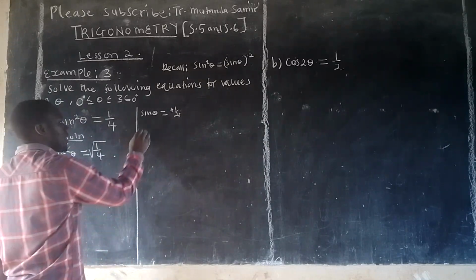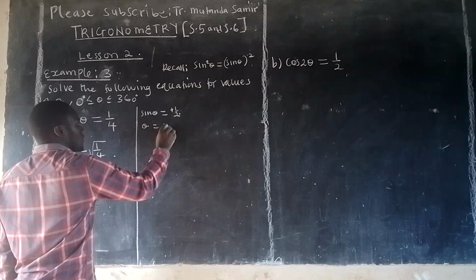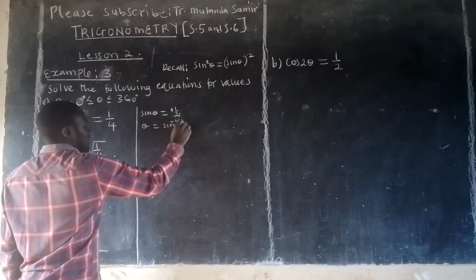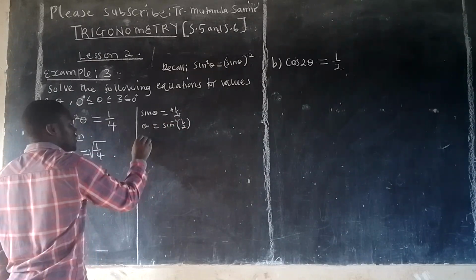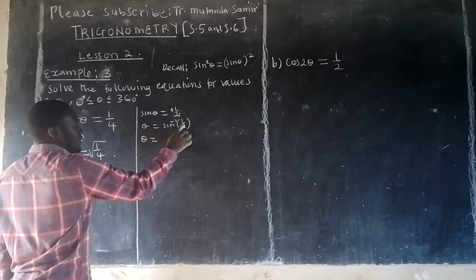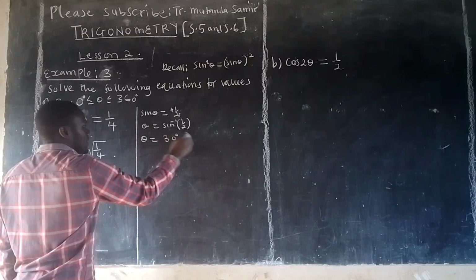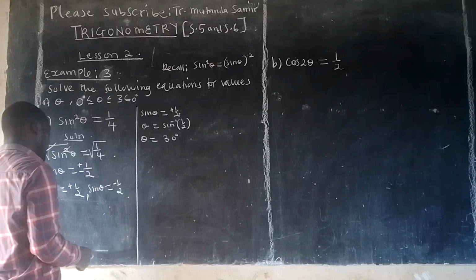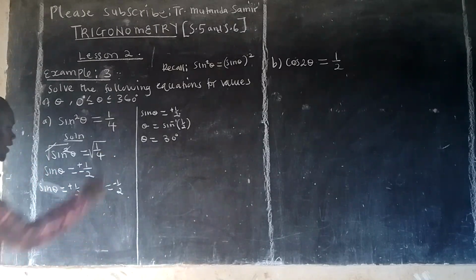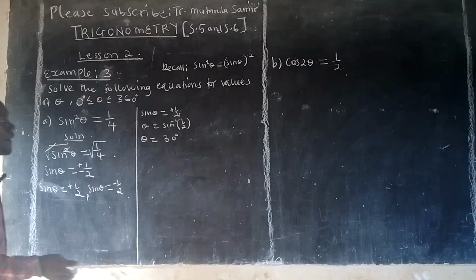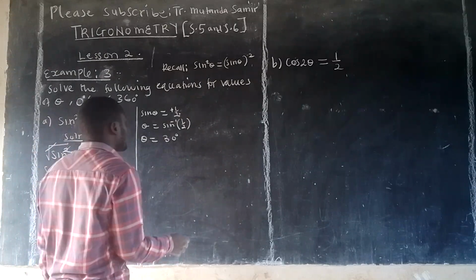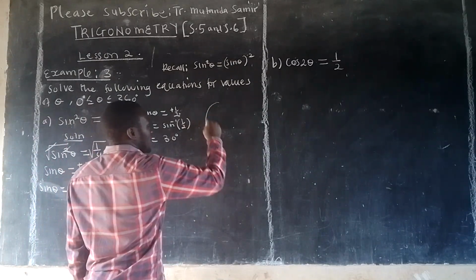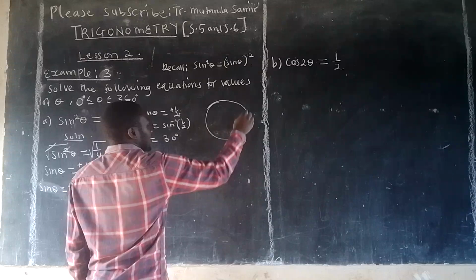So this will be theta is equal to sine inverse of a half. Sine inverse of a half will give us what? It will give us 30. And after that, I will put my circle here. Let the circle be here, the one which we use to answer this.